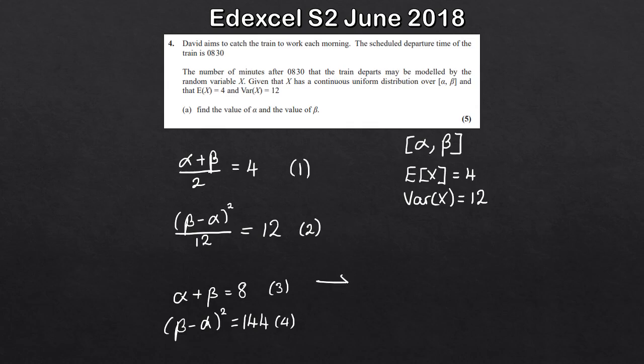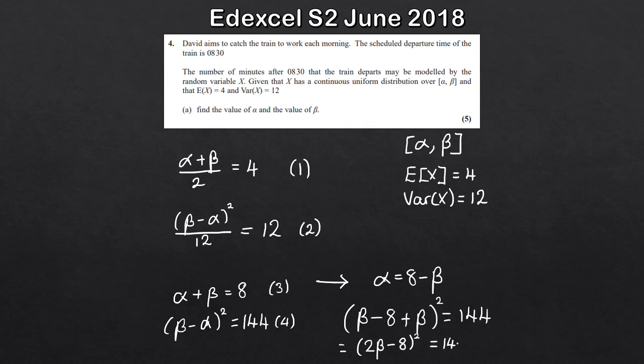So I'm going to rearrange this to be alpha equals 8 minus beta. Okay, but like I said, doesn't matter, completely up to you. And what I'm going to now do is sub this into equation 4. So what do I get? Well, I get beta minus alpha, so minus this. So that would be minus 8, and then minus beta, that would be plus beta there. We square that, and this is equal to 144. Now at this stage, we just start simplifying. So this is 2 beta minus 8 all squared is equal to 144.